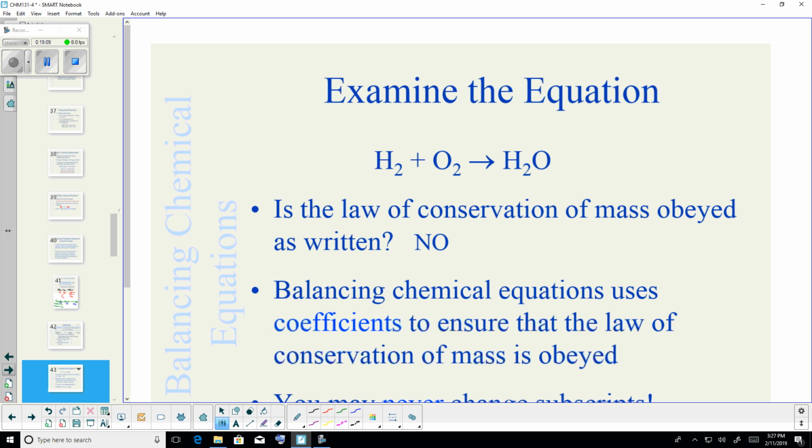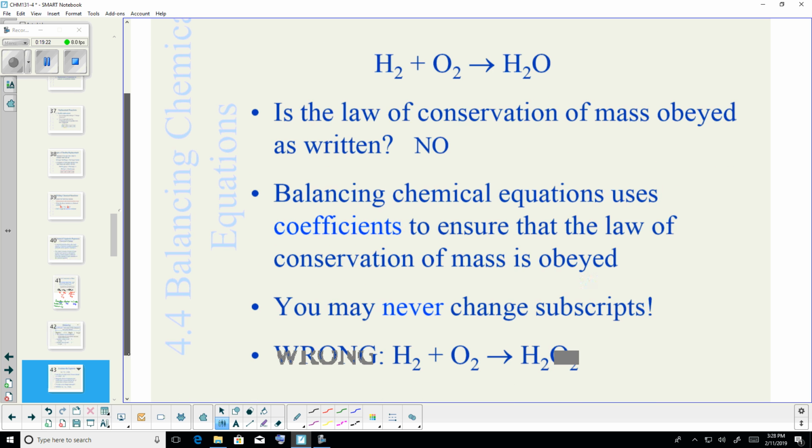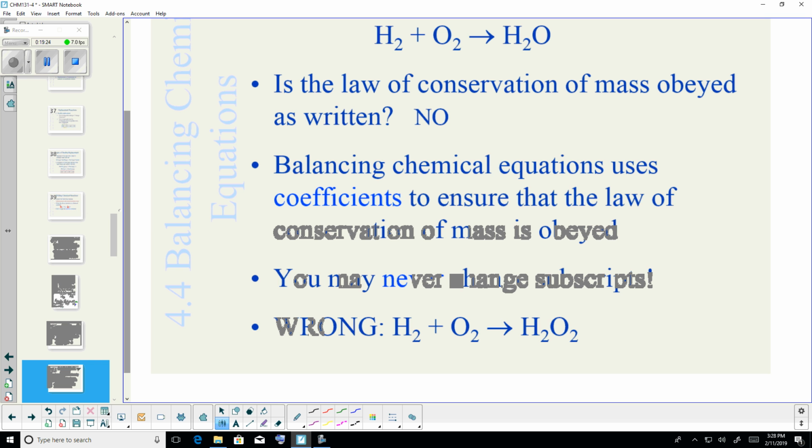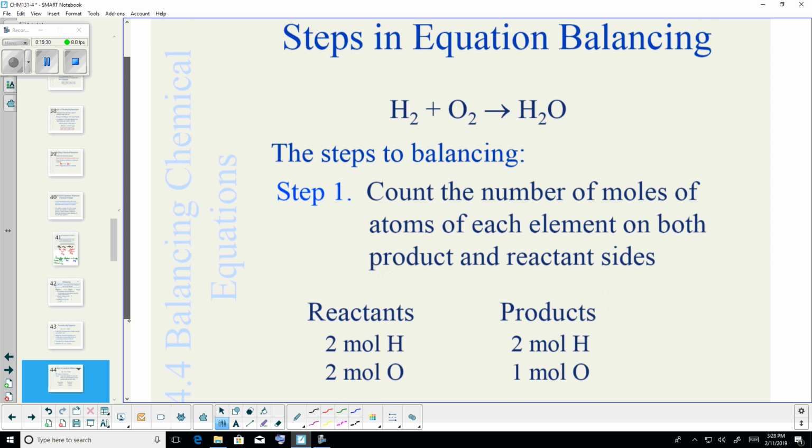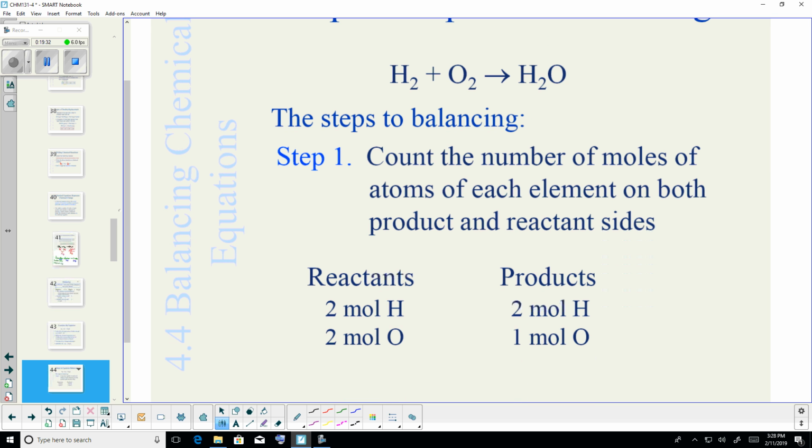You say, oh, we can balance it real easy. We just stick a 2 over here, H2O2. Well, then we don't have water. We have hydrogen peroxide. So it's not balanced. So that's wrong. Count the left. 2 hydrogen, 2 oxygen. The right, 2 hydrogen, 1 oxygen.